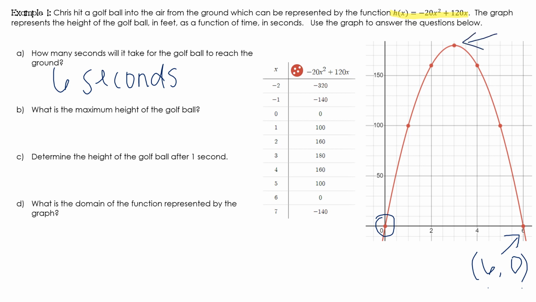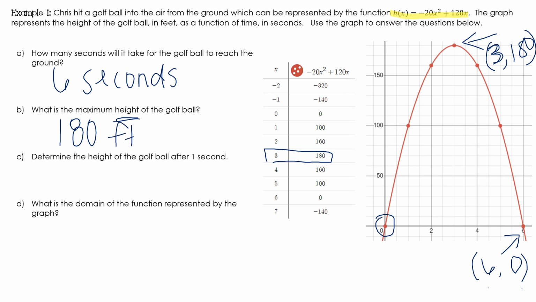Now this one is going to be a little bit trickier because the max height, and in the table it shows it also, is going to give you a coordinate. So 3, 180. It's important that you know what the 3 represents and you know what the 180 represents, and that you know what the question is asking you for. So it wants to know what is the maximum height. So we're looking for the height, which is the y coordinate. So the maximum height would be 180 feet.